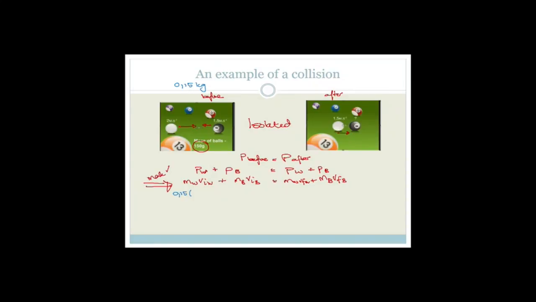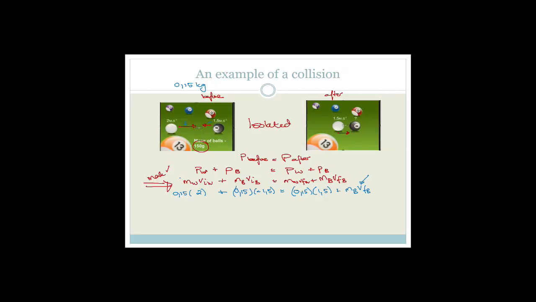Now, velocity is a vector, so you need to choose a direction as positive. And generally, I choose the first one I come across as being positive. It's just who I am, what I do. So this is positive, which means that this direction is going to be negative. Okay, so therefore this is going to be 2 plus 0,15 times minus 1,5 is equal to the mass of the white ball, which is 0,15 times the final velocity. And notice that the final velocity is in the same direction as the initial velocity. So it's also positive. So it's going to be 1,5 plus the mass of the black ball times its final velocity. Okay, and we're trying to find out that.